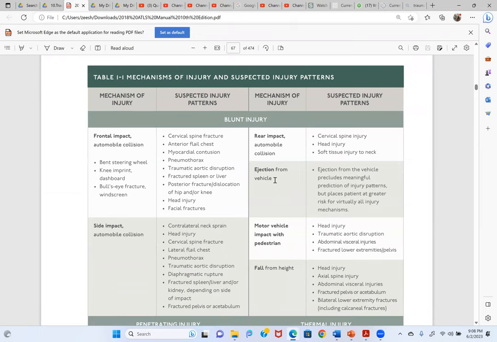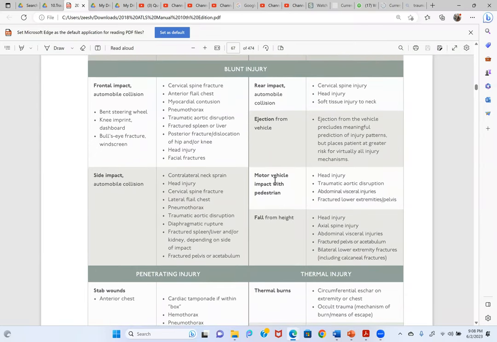Now there are some points with reference to mechanism of injury and suspected injury pattern. In frontal impact, automobile collision, bent steering wheel, knee imprint on the dashboard, bull's eye fracture of the windscreen, there will be chances of whiplash injury, which we will inshallah discuss in a coming discussion. The pattern may be cervical spine fracture, anterior flail chest, myocardial contusion, pneumothorax, traumatic aortic disruption, fractured spleen or liver, posterior fracture dislocation of the hip. These are the things you will have with a collision with the front.